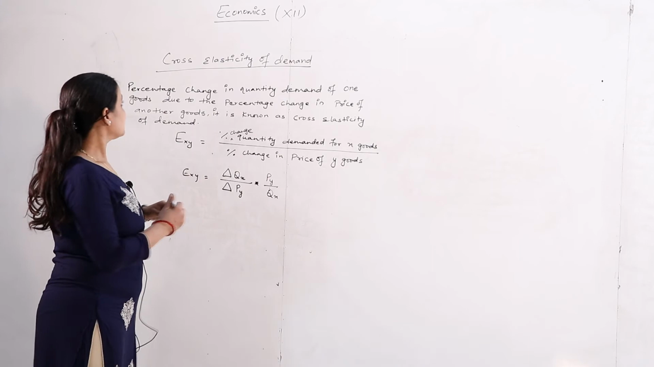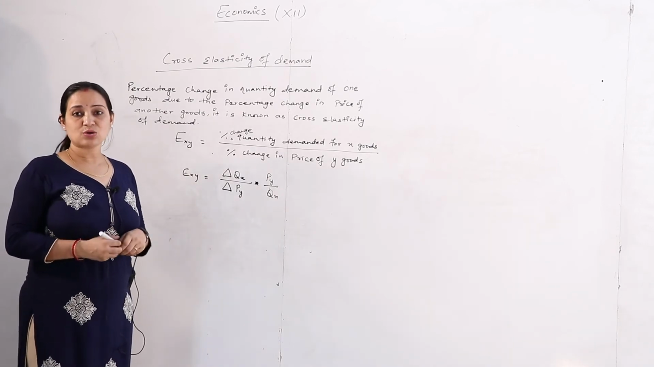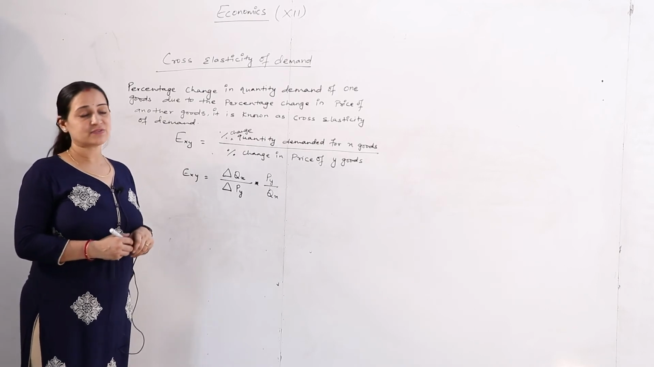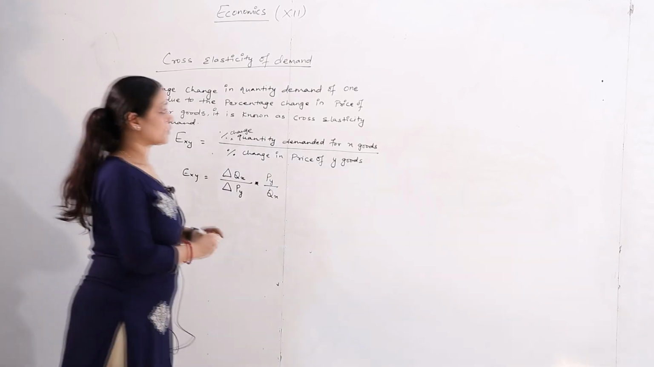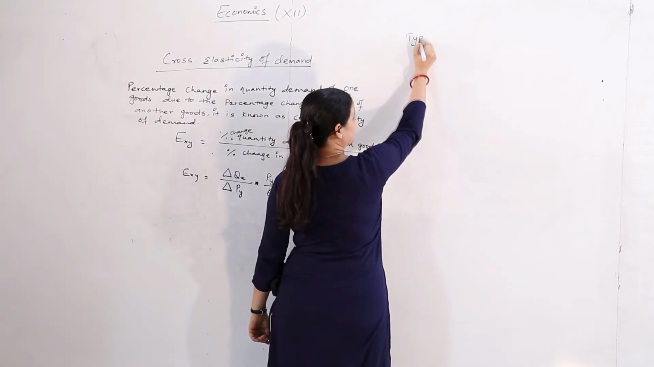So now there are three types of cross elasticity of demand: zero cross elasticity, positive cross elasticity and negative cross elasticity. Now here we start to describe the types of cross elasticity.